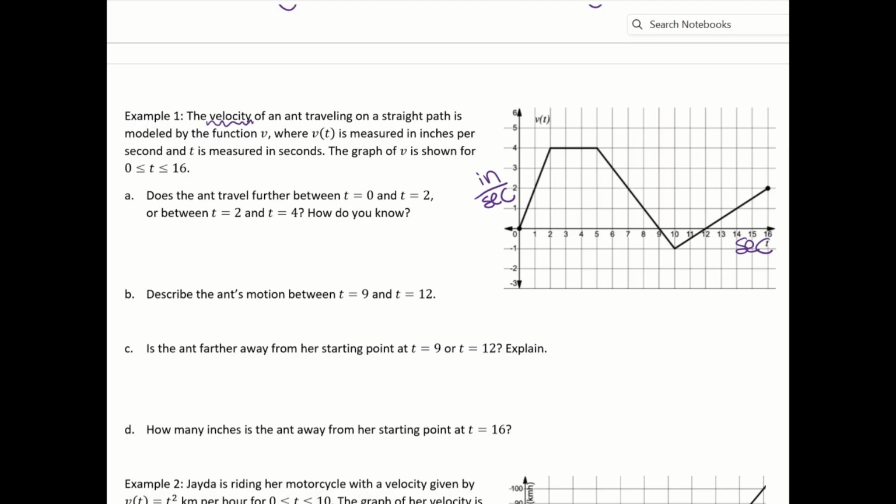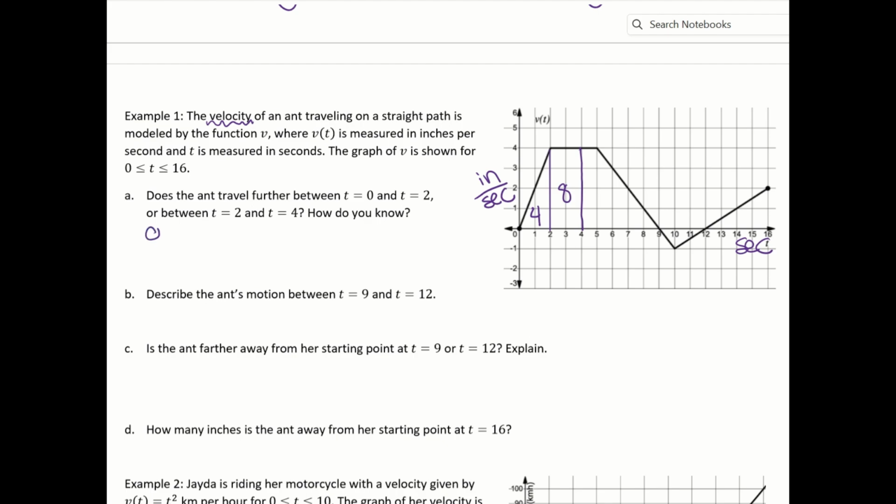So does the ant travel further between t equals 0 and 2 or between 2 and 4? How do you know? Well, let's figure it out. Between 0 and 2, we know that the accumulation can be modeled by the area underneath the curve. Here, this is a triangle. So base times height, 2 times 4, divided by 2. This is an area of 4. So between 0 and 2, the area is 4. Then between 2 and 4, that's a rectangle with a width of 2 and a height of 4. So the area is 8.